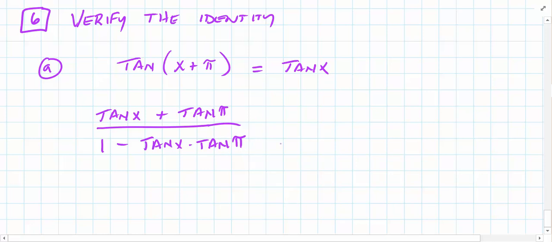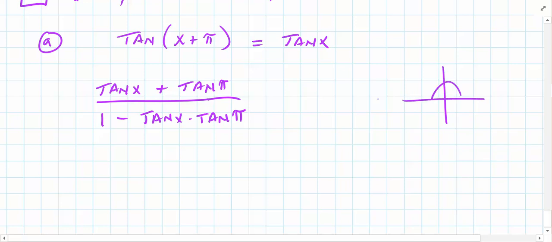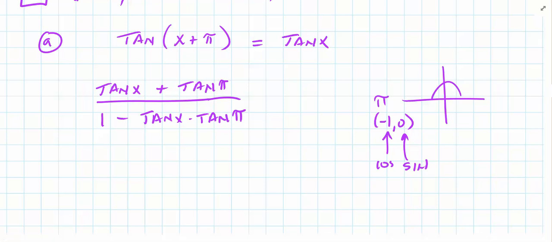We can't do anything with the tangent of x, but the tangent of pi we can do something with. So here's our unit circle. Pi is over here. That is the point negative 1 comma 0. Negative 1 is for cosine, 0 is for sine. So what's the tangent of pi? Tangent is sine over cosine, so 0 over negative 1. What's the tangent of pi, everybody?